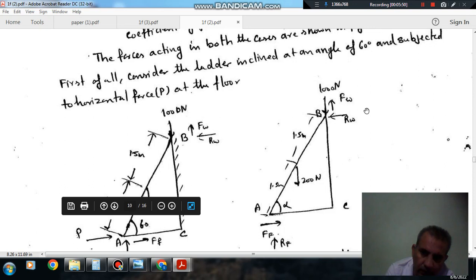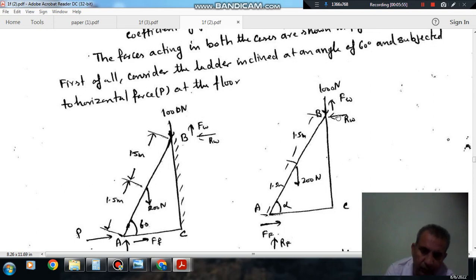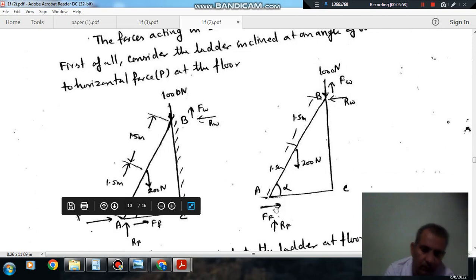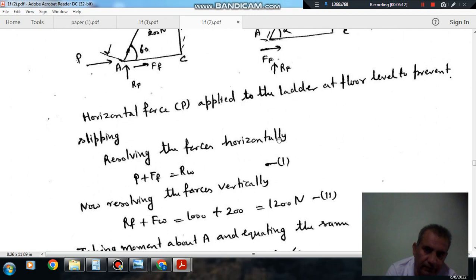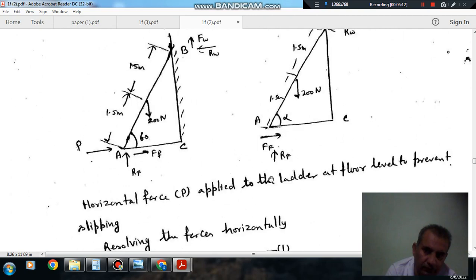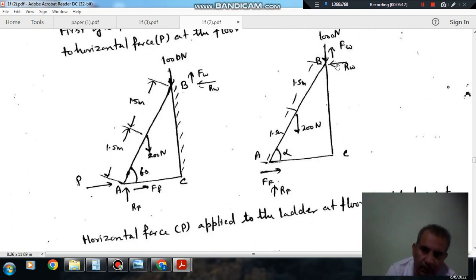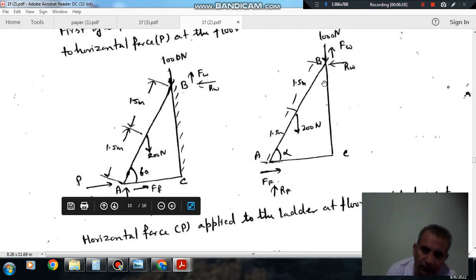Okay, so in this case also, the force of friction on wall and normal action on wall, force of friction on floor and normal action on floor, and weight of man and weight of ladder are all acting. So again doing the same way, balancing horizontal forces, F will be equal to RW, and vertical forces, RF plus FW will equal 1200.